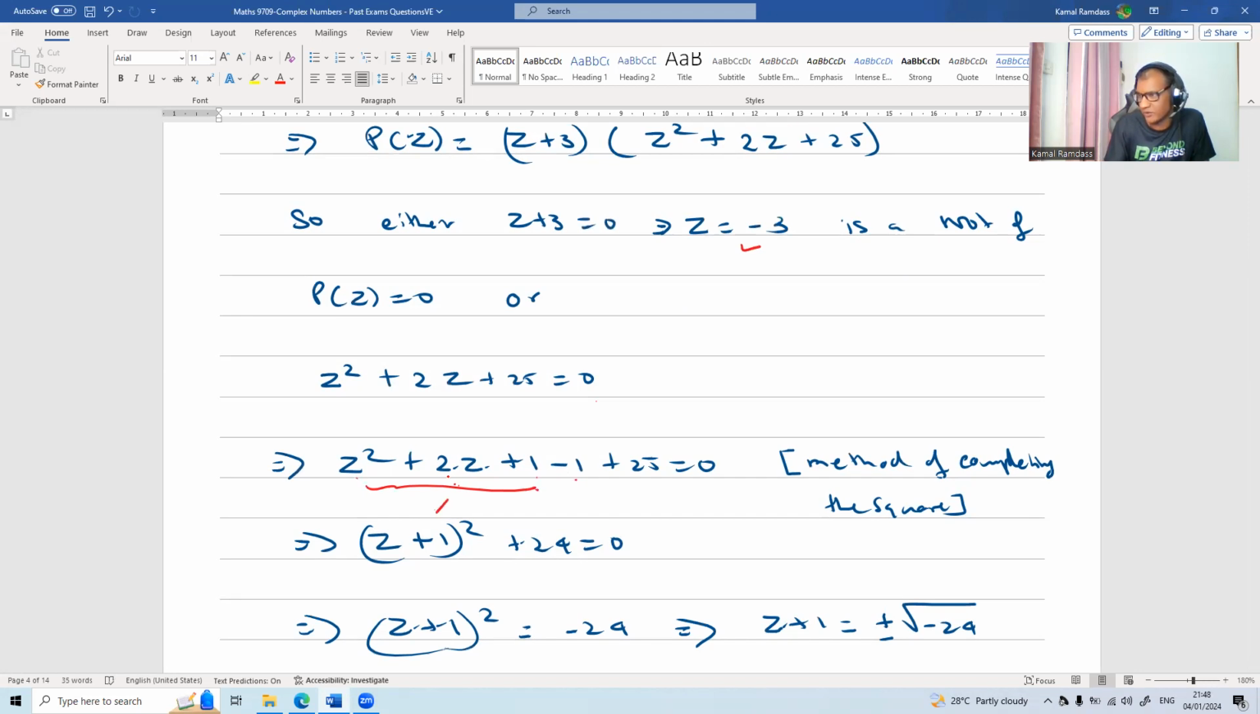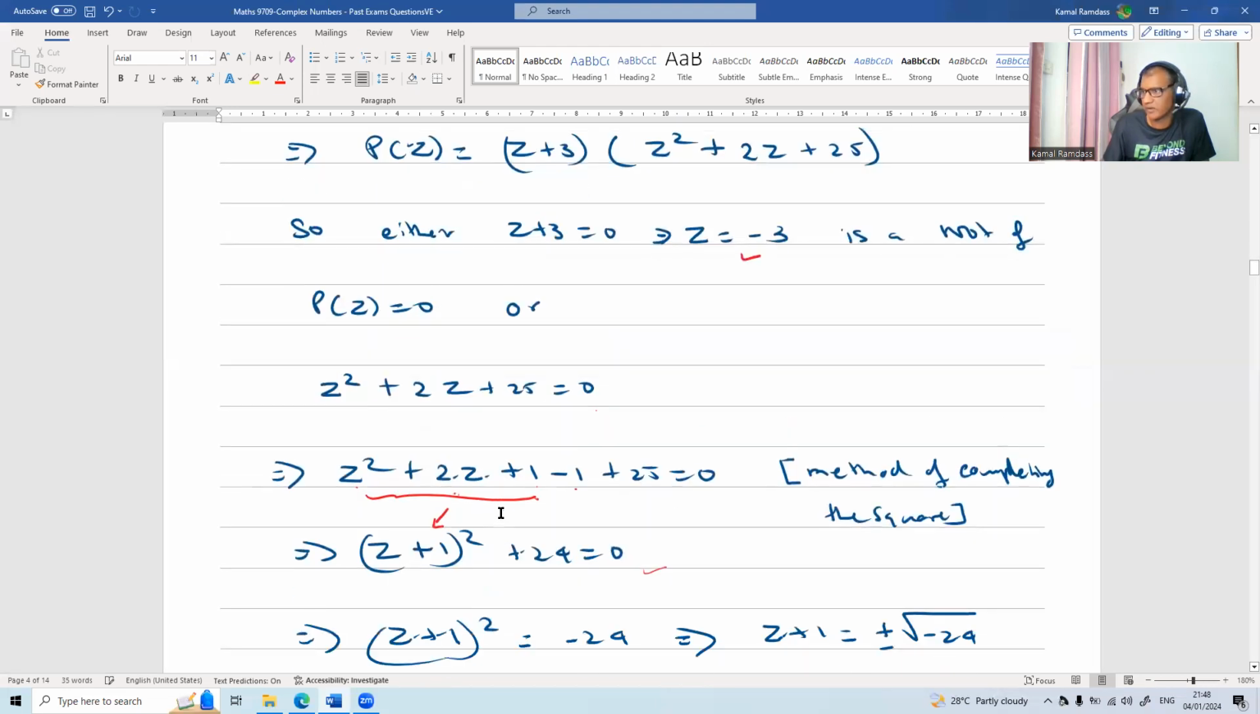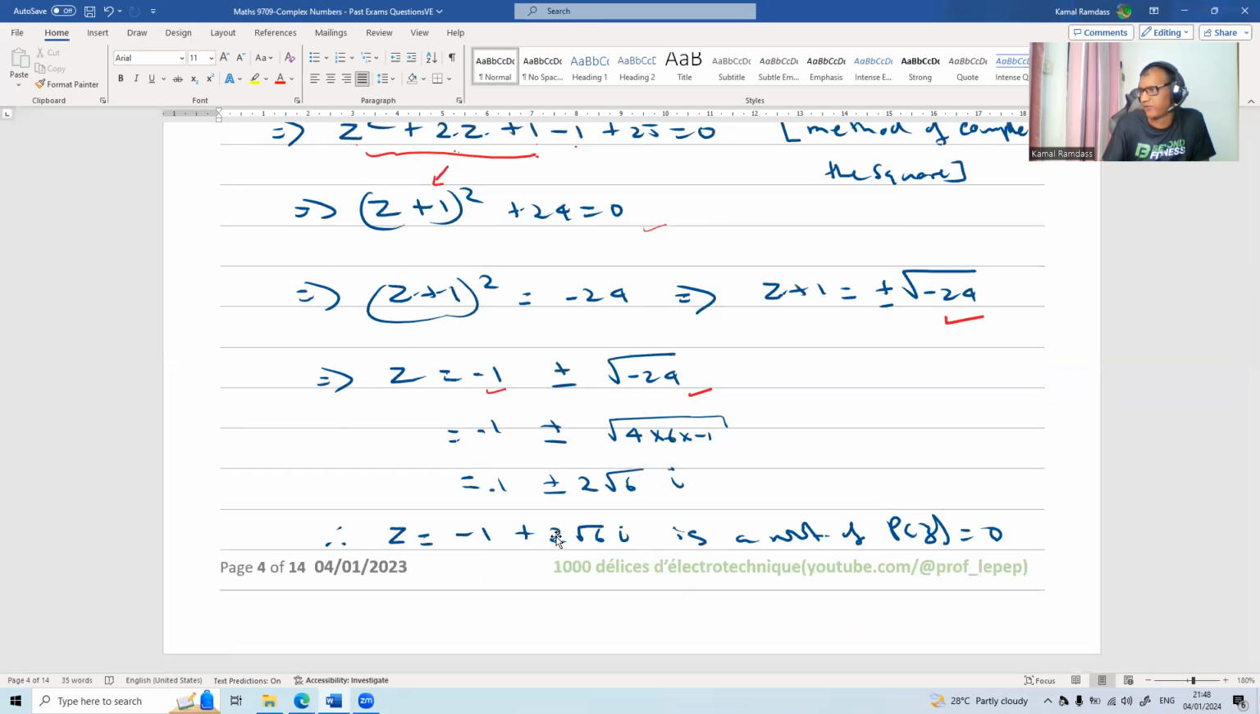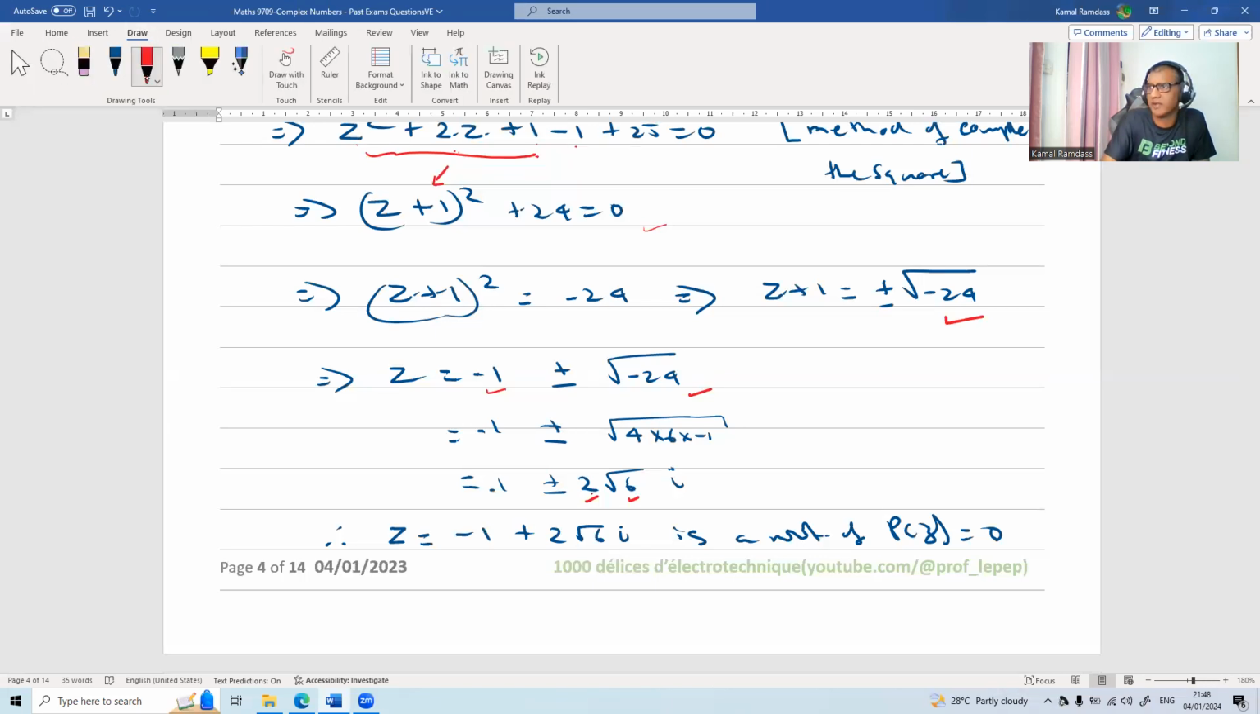It becomes z plus 1 all squared. And here, plus 24 is equal to 0. That means z plus 1 all squared is equal to minus 24. Z plus 1 is equal to plus or minus root of minus 24. Z is equal to minus 1 plus or minus root of minus 24. And minus 24 is 4 times 6 times minus 1. And root of 4 is 2. Root of 6, we leave inside the square root function. And root of minus 1 is i. Write it carefully. Plus or minus 2 root 6 i.